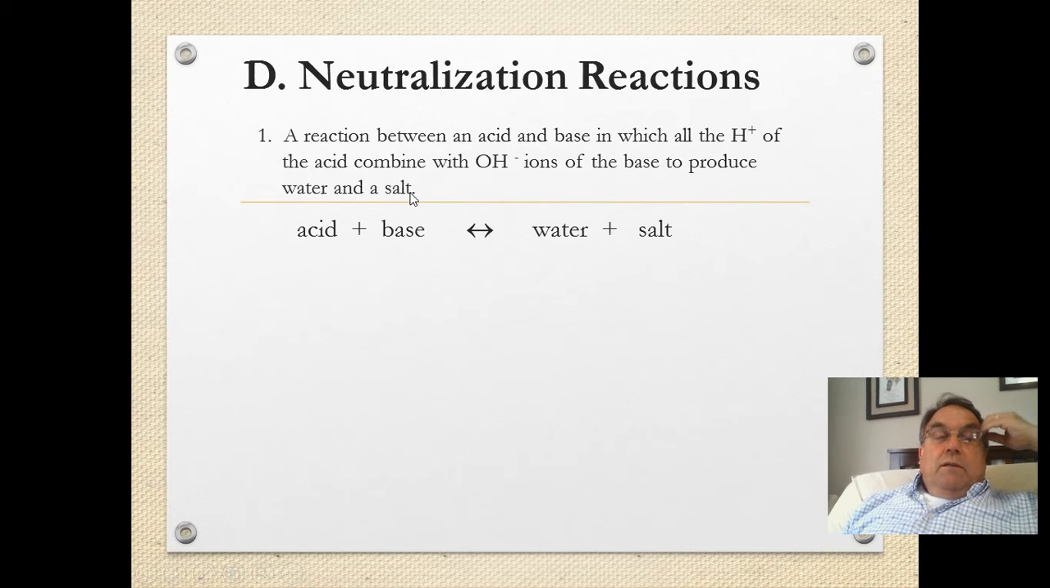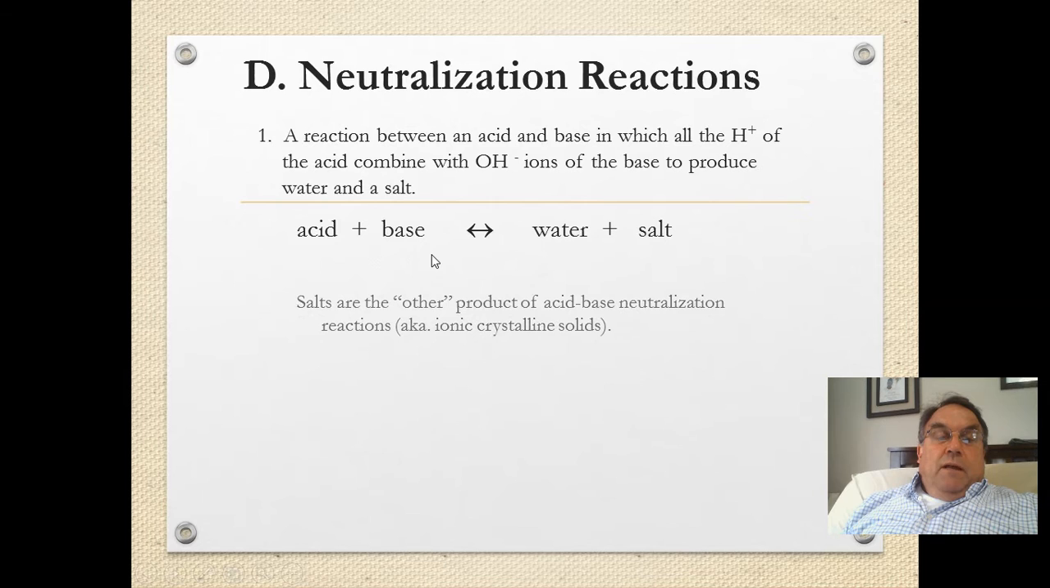And then the second product is a salt. So generically speaking, whenever you add any acid to any base, they neutralize each other at least to some degree, and you get water plus salt. And what the salt is depends on what the acid and base are. So if I give you any acid or any base, you should know that it will produce water and salt. We can define salt as the product of an acid-base neutralization reaction. Previously, we defined salts as ionic crystalline solids, both of which are true.